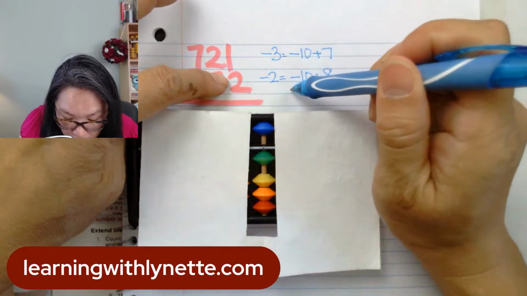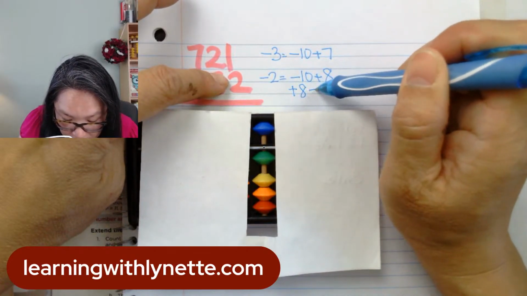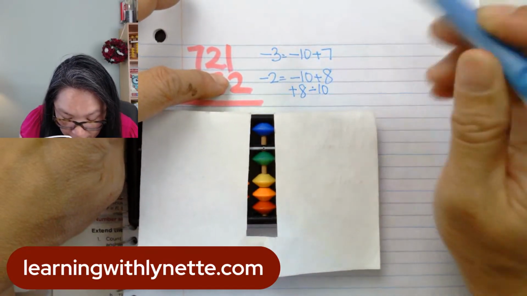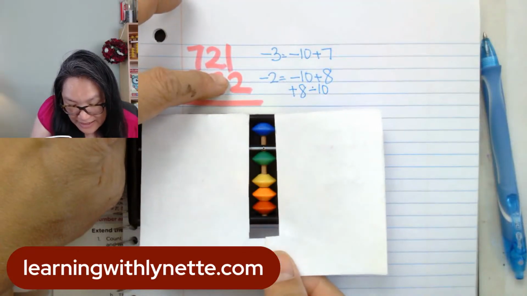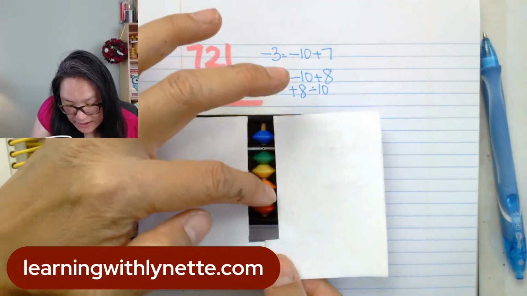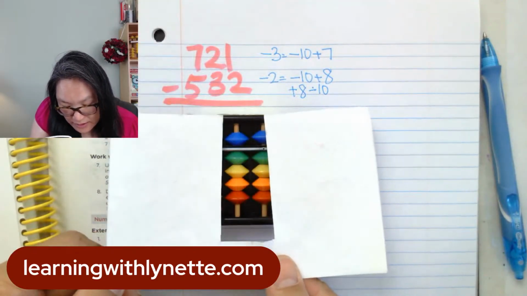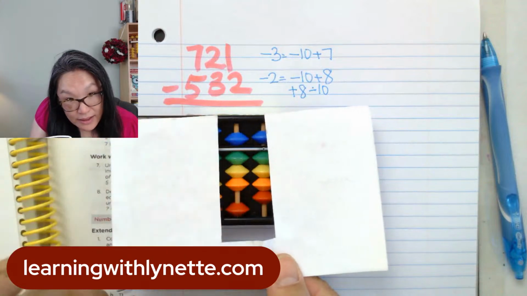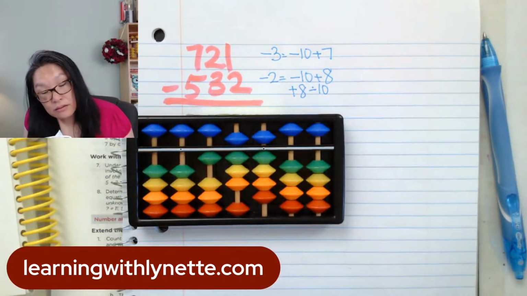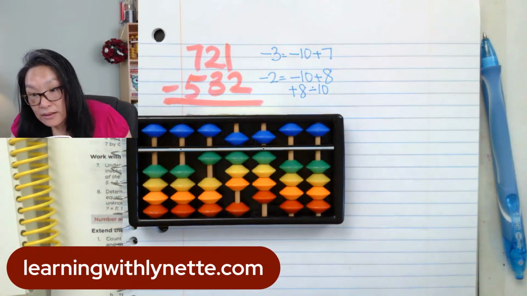Let's do cumulative, right? 8 minus 10. I'm going to add the 8, 5, 6, 7, 8, and then take away 10. That's it.